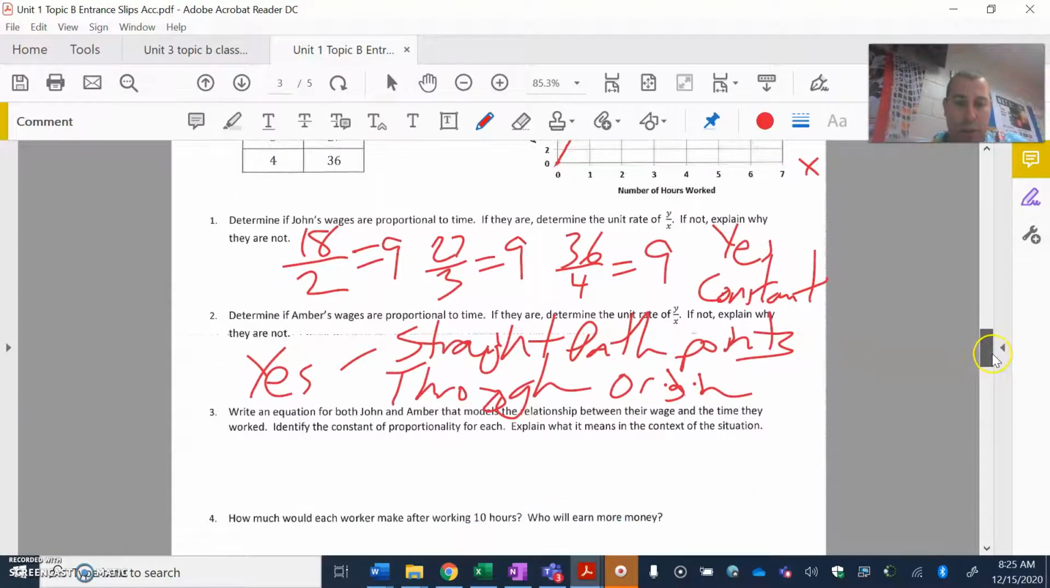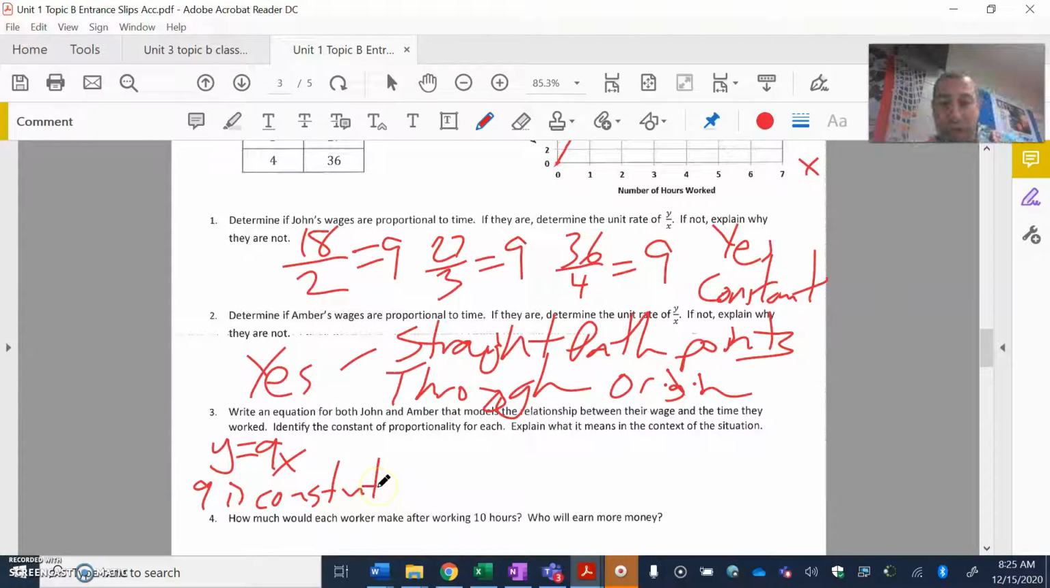We need an equation. All right, well, we've got the constant here. We did the y divided by x every single time. So we've got ourselves y equals 9x. I mean, that's as simple as it is for writing the equation. Take your constant, slap it in there, y equals 9x. So there is my constant of proportionality. So 9 is that constant that's there, or constant of proportionality.